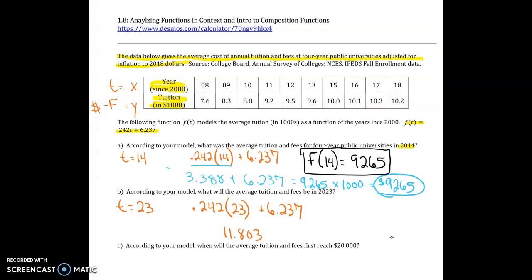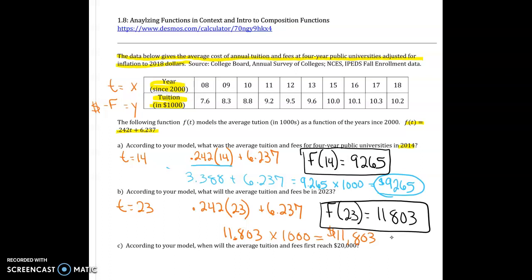Tuition does not cost $11, and if I rounded that, 80 cents. So what again I have to do is multiply that by 1,000, and I'll realize that tuition is actually $11,803. And again, that's a great answer. We put a unit of measurement. If we want to write it in function notation, then my function, when the time is 23 years, I will have a tuition of $11,803. So both are great answers. I just want you to start getting used to seeing different ways to write it.